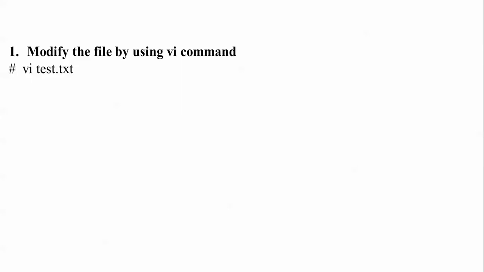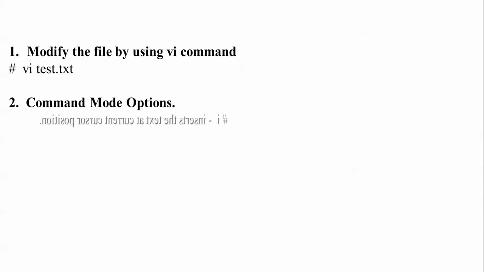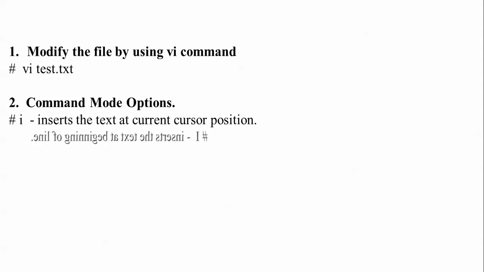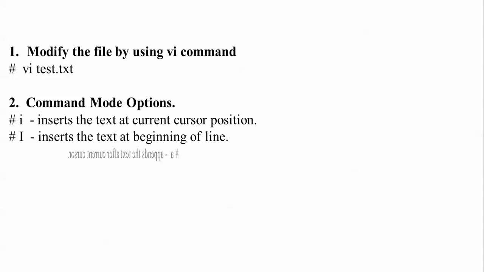The second one is command mode options. In that, you will find small i, which inserts the text at the current cursor position. Capital I means you can edit the text, but it goes to the beginning of the line. Small a appends the text after the current cursor.